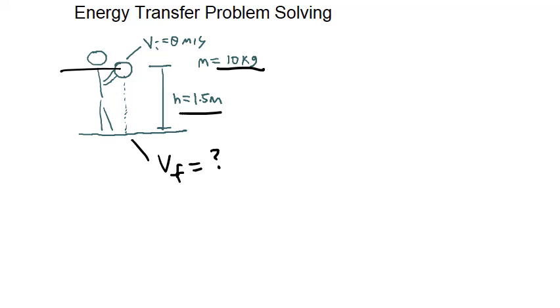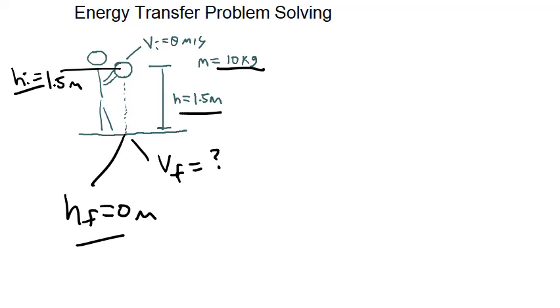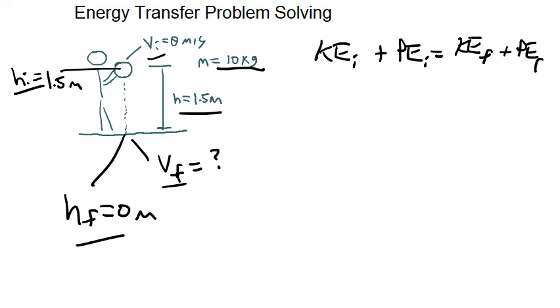So height initial here is 1.5 meters. The final height, HF, is 0 meters, and that's going to be a new variable for you here, looking at H initial, H final. V initial is still the same, initial velocity, and final velocity we've got. So when you write this out, kinetic energy initial plus potential energy initial, it doesn't matter which one you start. You could start with PEI and then KEI. Kinetic final plus potential final, okay?